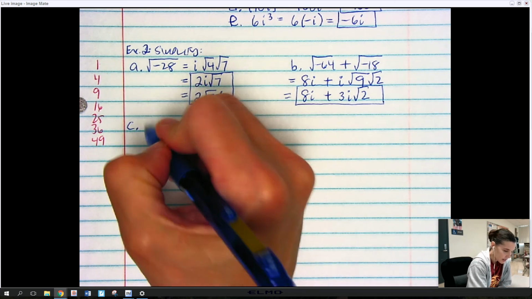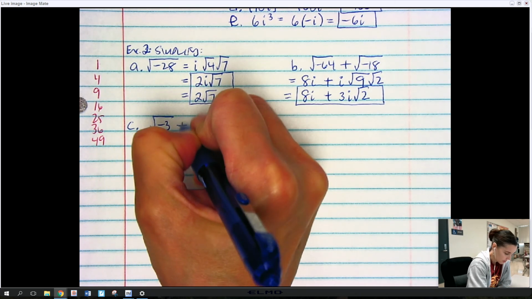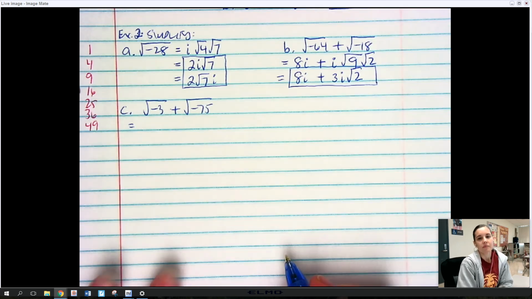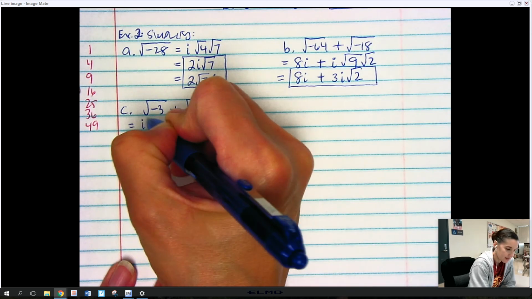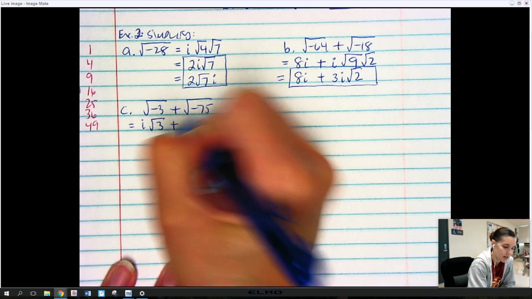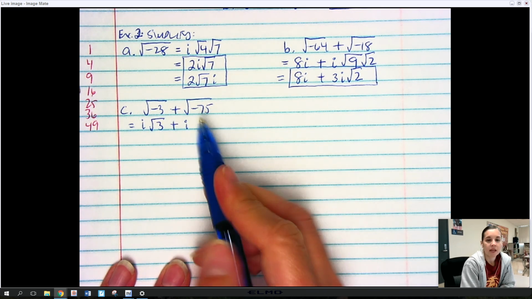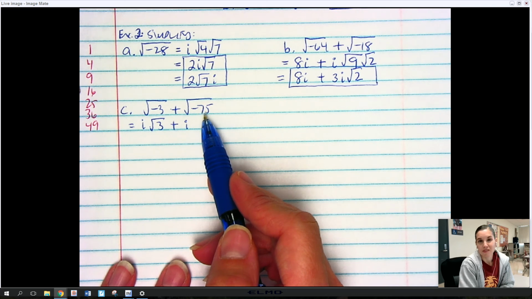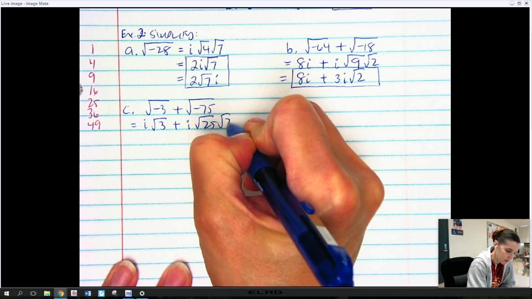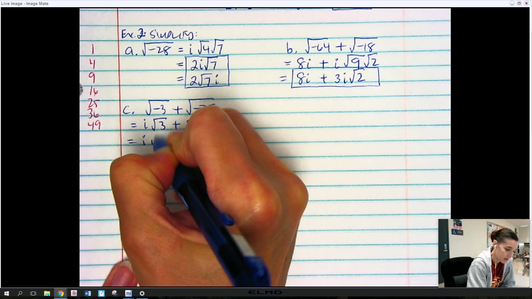And again, I could always write that as 3 root 2 i if I wanted to. Part C. Say I have the square root of negative 3 plus the square root of negative 75. First thing I'm going to do is take out the i. Can I break down a 3? Nope, there's no perfect square, so it's going to stay square root of 3. Here again, take out the i. And then what's the biggest perfect square in 75? It's 25. So this is 25 times 3.